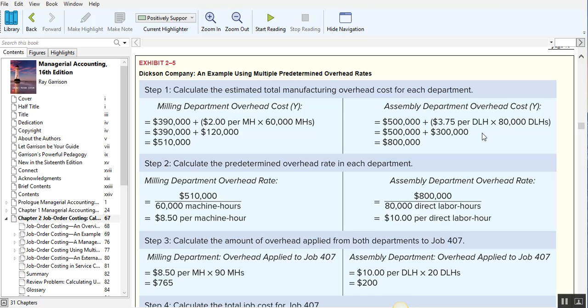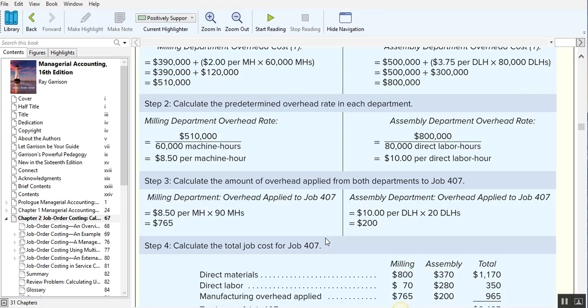Okay, then we have the calculation of the overhead rate. So we take this 510 that we calculated here and divide it by the machine hours that we have here as well to get an amount per machine hour. We could do the same thing over here in the assembly department. And once we calculate the per hour rate, we can apply it to whatever products we're producing.